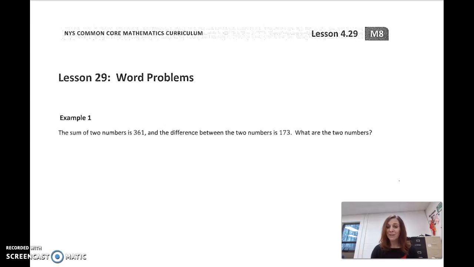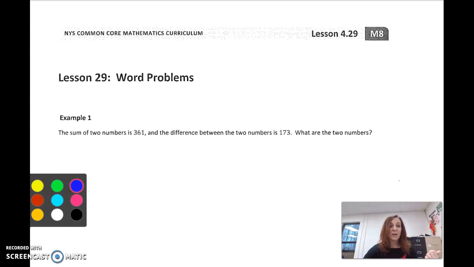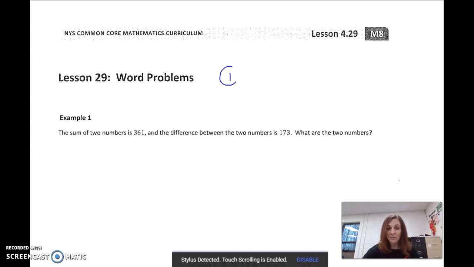Lesson 29 is simply titled Word Problems, but there's a little more to it than that. We are still working on systems. In fact, we're finishing up what we're talking about with systems right now. But instead of handing you a system, we're going to be giving you a word problem and you have to set up a system. So remember, we have our 3 ways of solving systems.